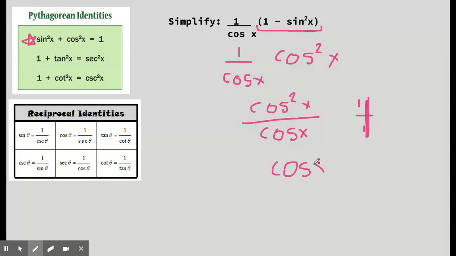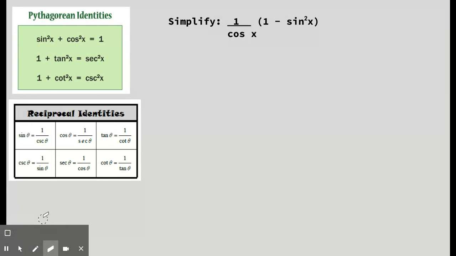Now that is our final answer. You know that it's your final answer when you cannot simplify anymore. You cannot break it down anymore. There are no other substitutions. I can't do Pythagorean identities. I can't do reciprocal identities. It is what it is. So that is my final answer. And notice for this particular problem, I used a Pythagorean identity and I also used a reciprocal identity, and that's fine. Nothing is wrong with that.